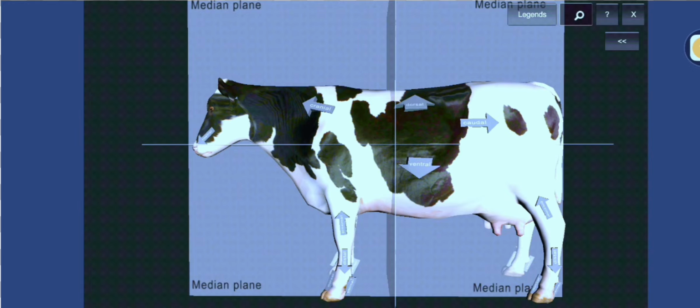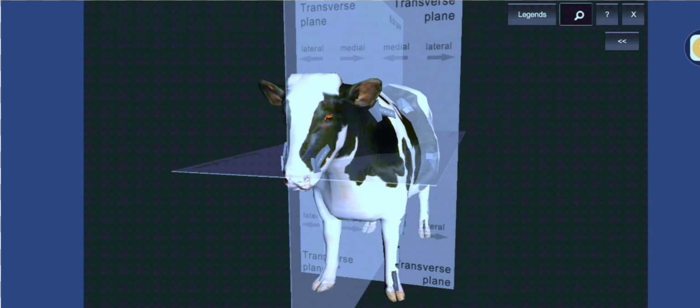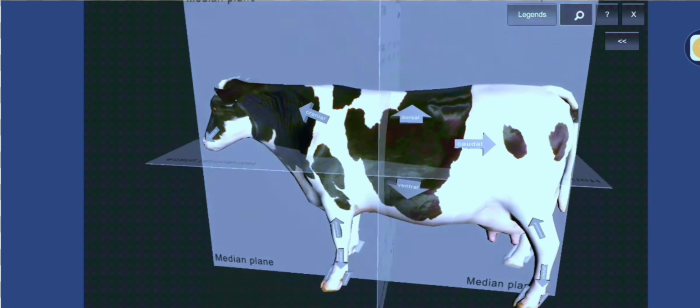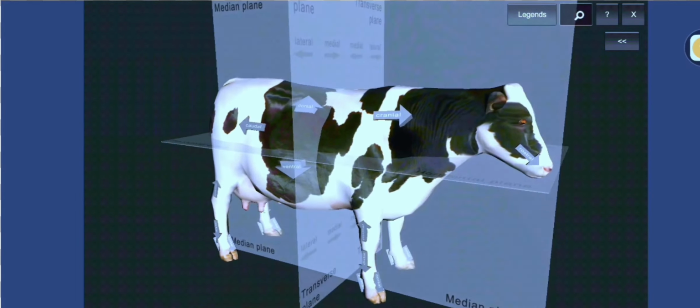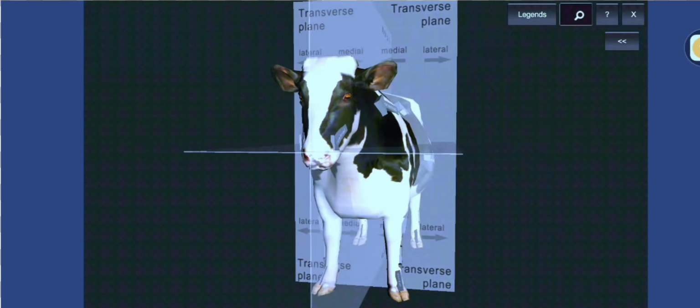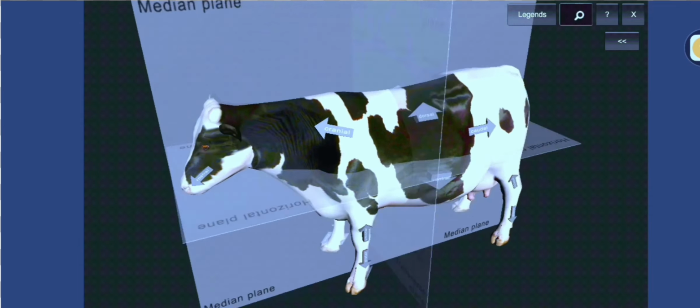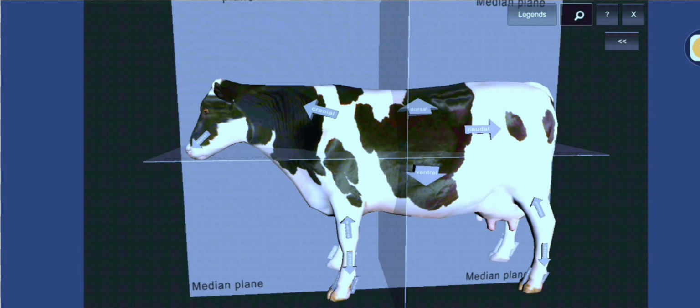Lateral side. You can see here, this is the lateral side. We are going to view the lateral side. This is the lateral side, and this is also the lateral side. You can see it in the lateral side. You have to describe head and tail.